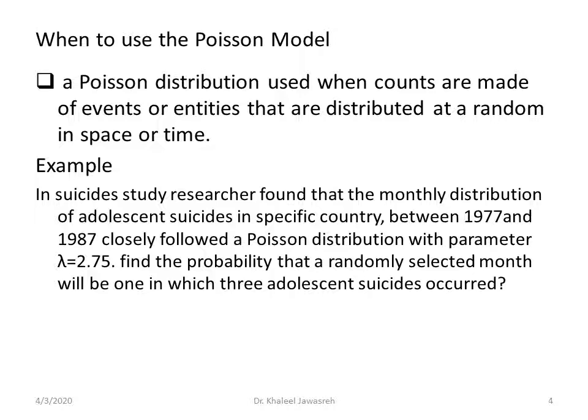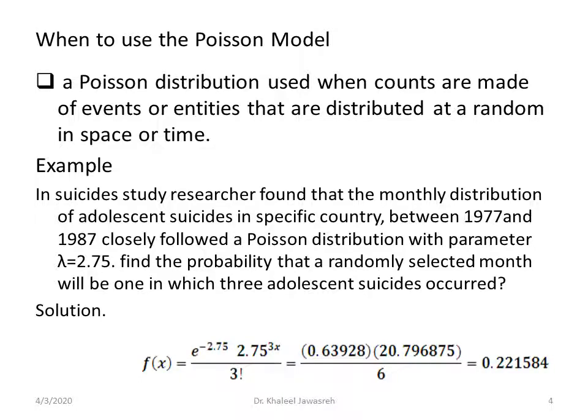The question here, and we assume lambda here is equal to 2.75, which we give in the example. So find the probability that a randomly selected month between 1977 and 1987 will be one in which 3 adolescent suicides occur. This is the main question and the main example. So for the solution, just apply the equation that we previously discussed.